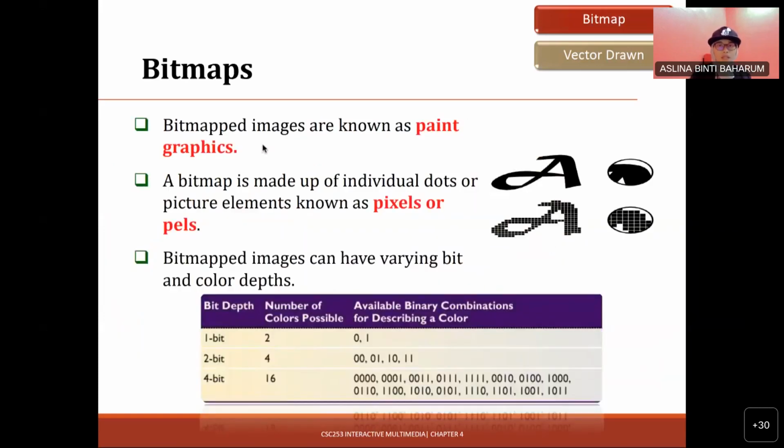Bitmap images are also known as paint graphics. A bitmap is made up of individual dots or picture elements known as pixels. Normally we just call it a pixel. So it's in dots like this one, combined to make images.